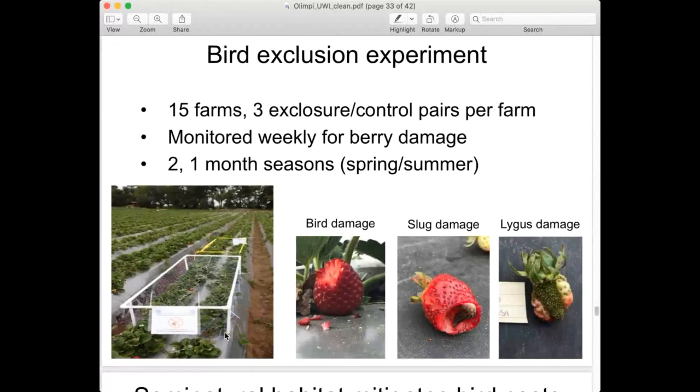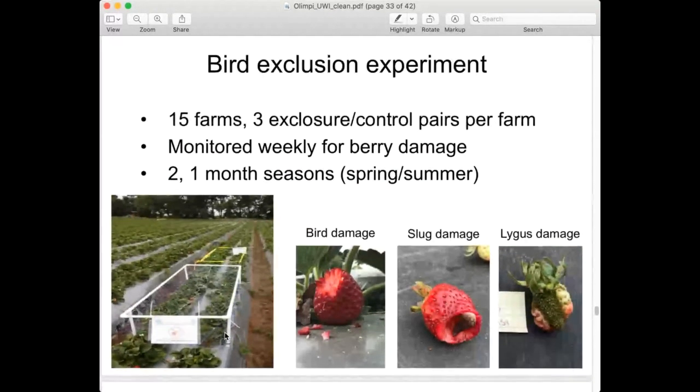So on 15 farms, we had exclosure and control pairs. In the bird exclosures, you can see there's a PVC pipe frame, and there's agricultural netting over the top of it, so birds do not have access to those berries. And then there's a control plot nearby that's the same size, but birds can get in there and either damage berries or consume insects. We scored berries from these plots for bird damage and damage from other kinds of insects or arthropods like slugs and lygus bugs. We scored over 10,000 berries to understand the net effects of birds.